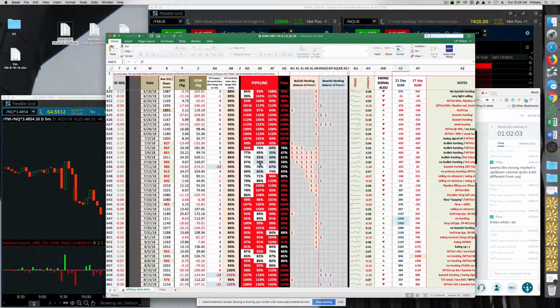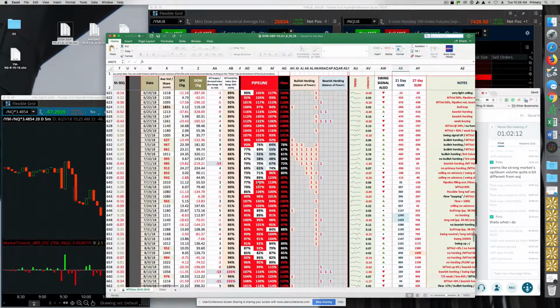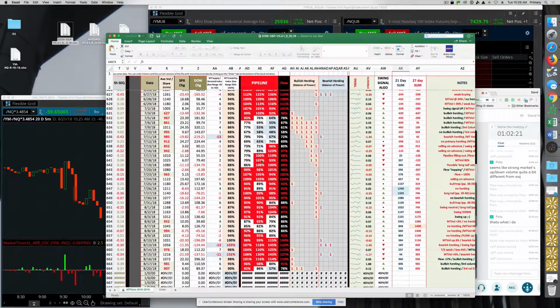The one thing is that it only gives you an idea of the environment that you're in. So the pipeline is an early warning system for MT volatility. A lot of times in this case, we had a lot of red in the pipeline indicating potential selling. There's a lot of potential selling going on in the market, but it never came through. MT volatility never rose above 100%, so it was fairly well contained.